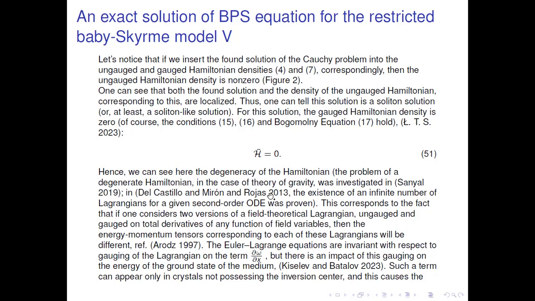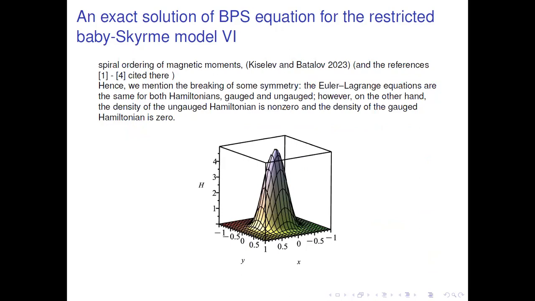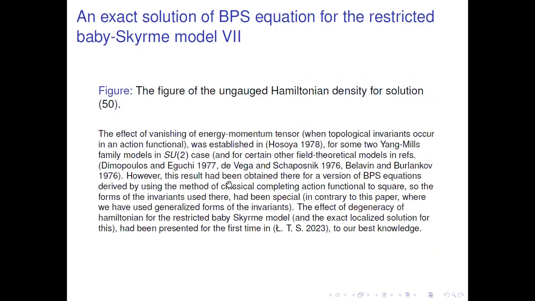A very similar fact was established in Hosoya's paper in 1978 for some two-dimensional Yang-Mills family models in the SU(2) case, and for other theoretical models in these papers. So the effect of the degeneracy of the Hamiltonian for the restricted baby Skyrme model had been presented in the paper mentioned by me at the beginning of this presentation.